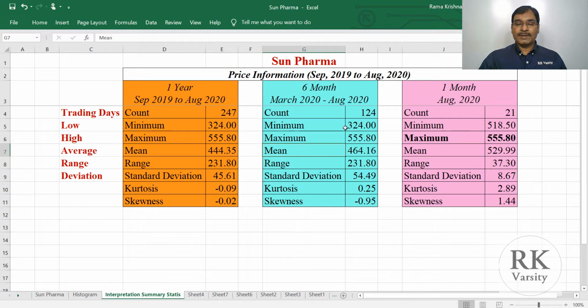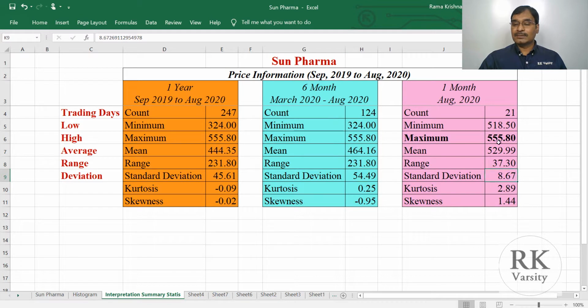Whereas during the pandemic time period, from March to August, the mean is 464 and the standard deviation is 54. Here the standard deviation is high when compared with the 1 year one. That means when the standard deviation is high, it indicates high fluctuations or volatility in the stock price. So in this 6-month period, Sun Pharma witnessed high volatility in the stock price.